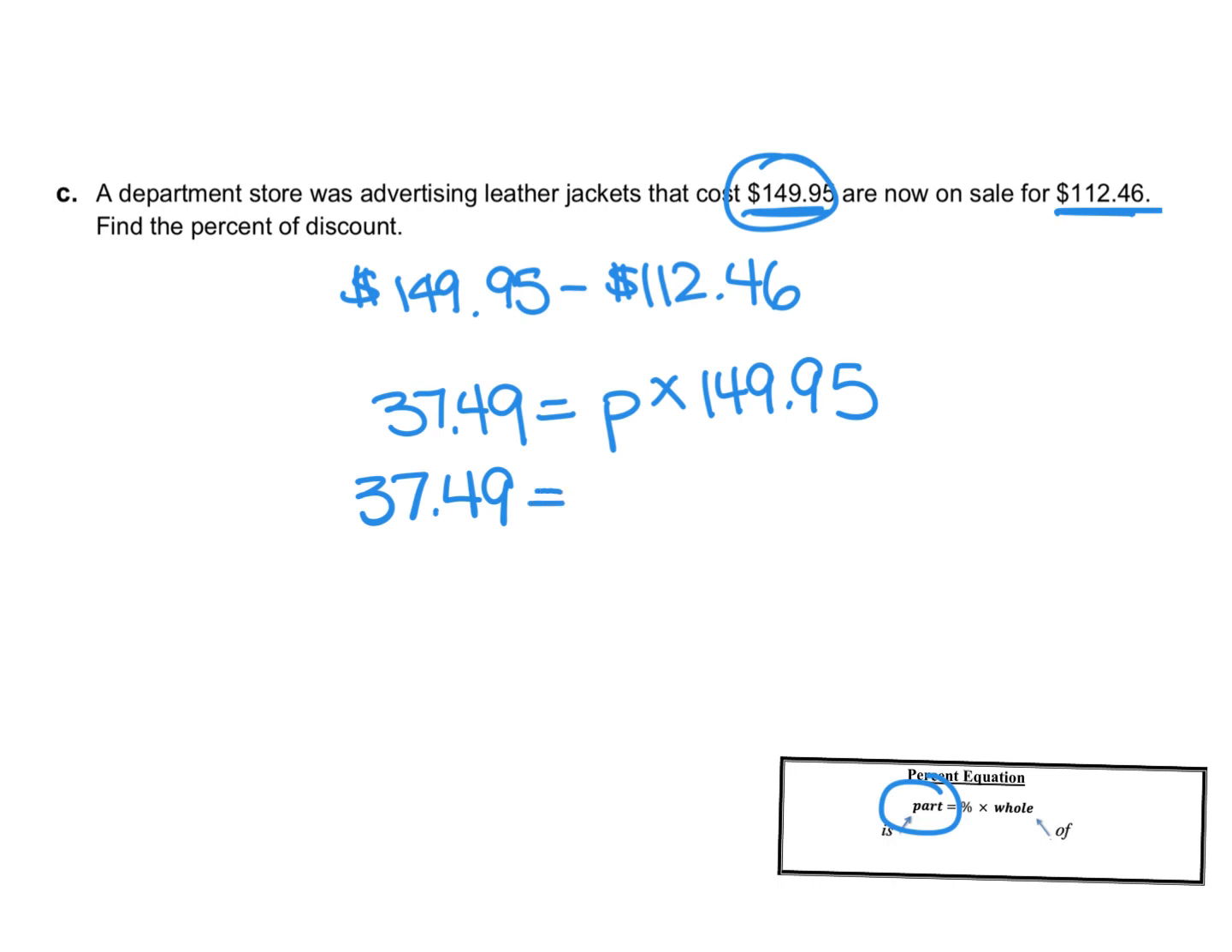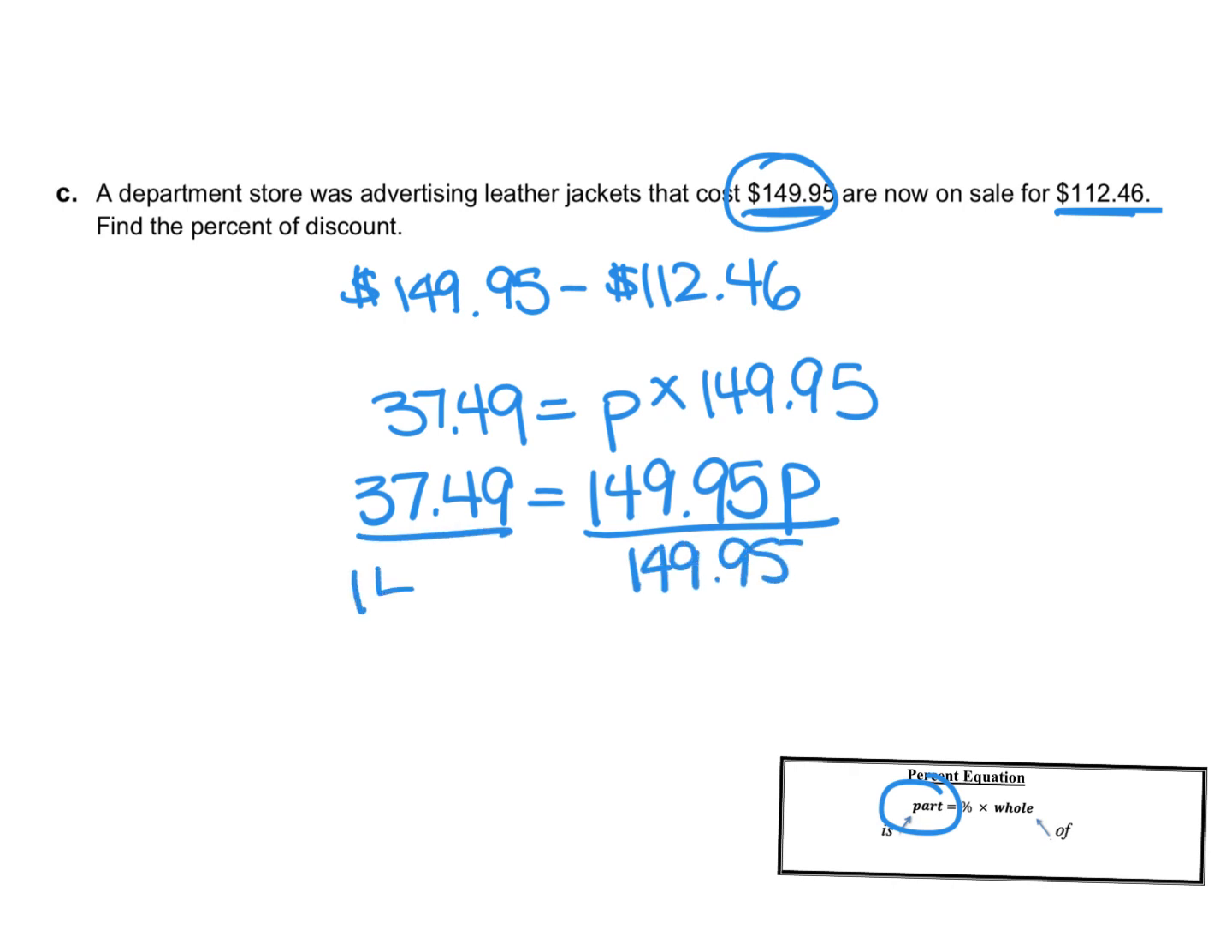All right, so I'm going to rewrite that in a different way. $37.49 is equal to 149.95p. Same thing, just written a little bit different. So now let's go ahead and we're going to divide by 149.95. You end up getting a long decimal, but we're going to round it to p is equal to 0.25.